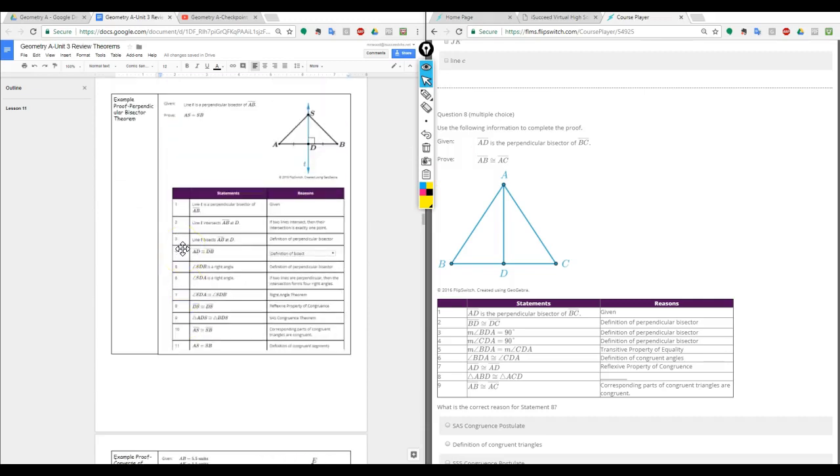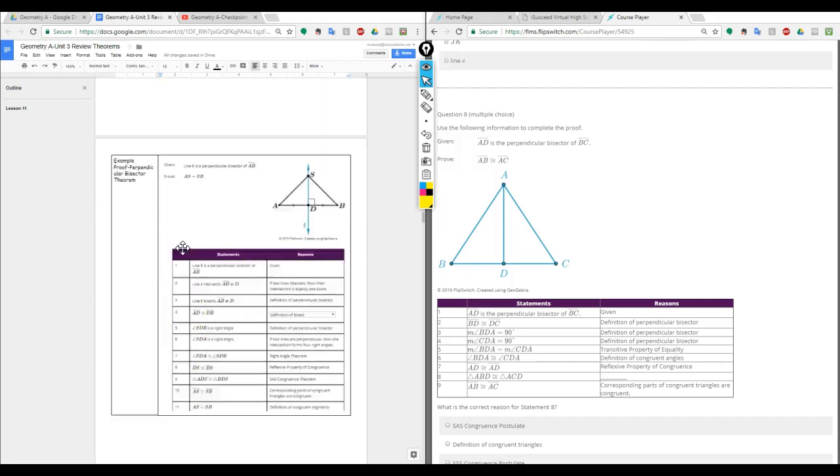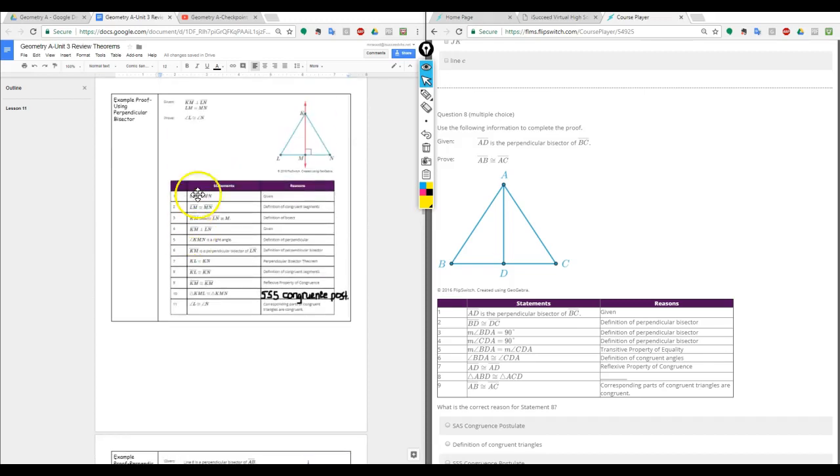Alright, and so if we wanted, this is similar using the perpendicular bisector, so we can use this as a reference. We're going to have to decipher some of this because it's not the exact same setup, because the example is using angles and they want us to prove side lengths, but we can use it as a reference. So what is the correct reason for statement 8? That's what we want to know.